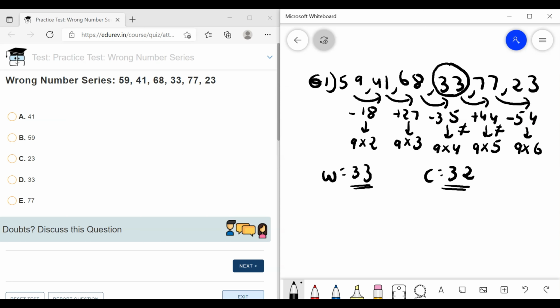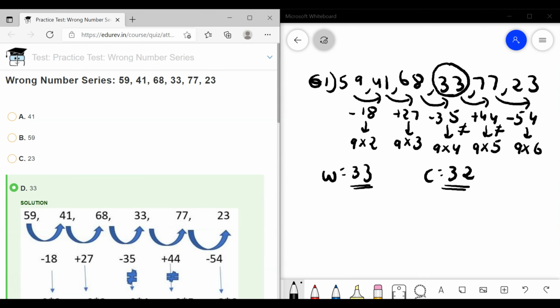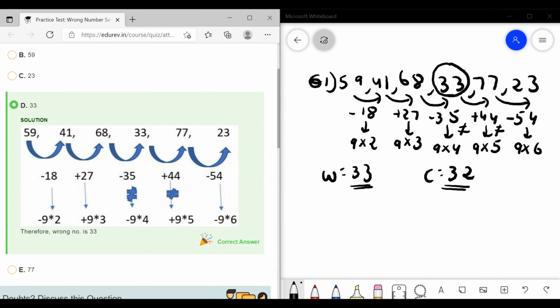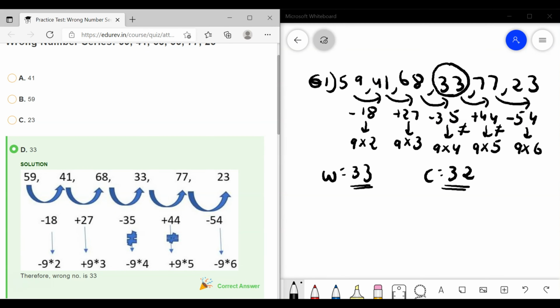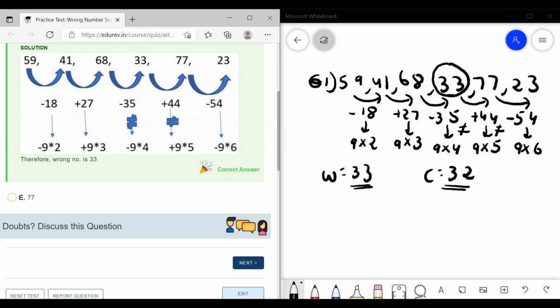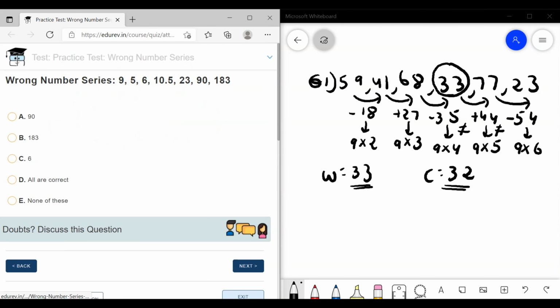Let's check it on the platform. As you can see, here we will point out option D, 33. So you see option D is the wrong number in the series. Hence our answer is correct. Now let's move on to the next question.